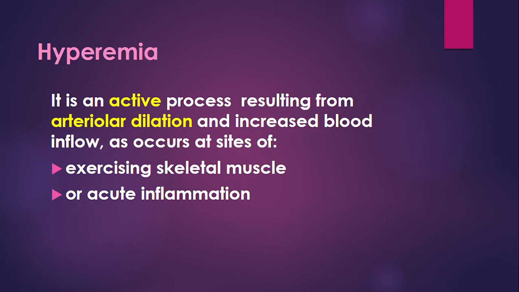The first one is exercising skeletal muscles. In athletes who run or practice strong sports, hyperemia occurs in the skeletal muscles. It also occurs in acute inflammation. One of the features you studied in acute inflammation is hyperemia. There is dilatation of the arterioles and increased blood flow in the inflamed tissue, so the color of the inflamed tissue is red.